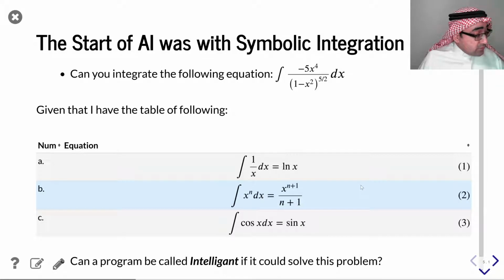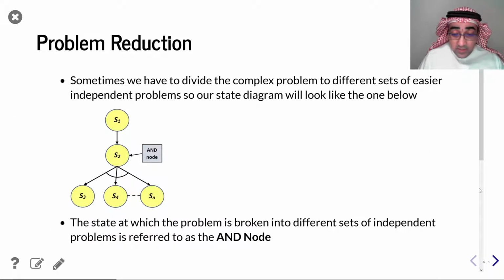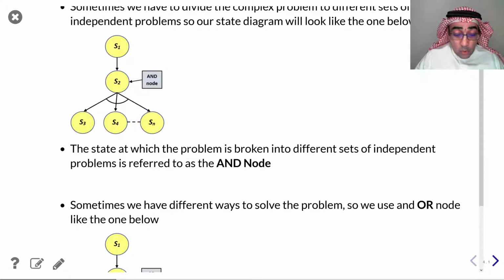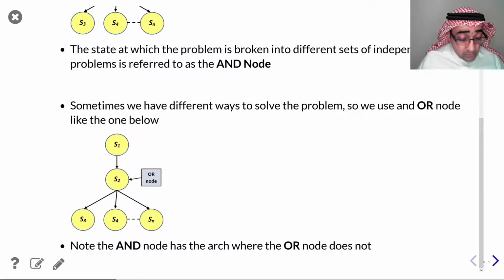Okay, so let's go back. So this is the AND node. Now let's talk about the OR node. So sometimes when you have a problem and you try to reduce it, you might reach a state in which this problem can be solved in multiple ways. You can choose any way of solving it. So this problem can be reduced to this problem, or it can be reduced to this problem, or to any other third problem. You do not have to solve all of them. It's only one of them that you have to solve. If you solve that one, then that's it. You got the solution of your problem.